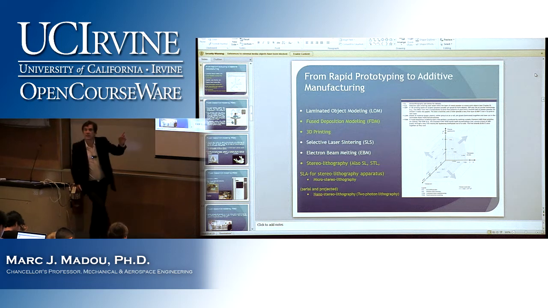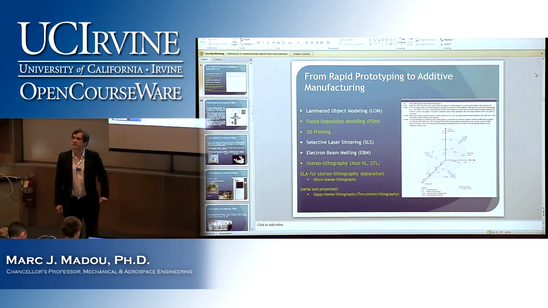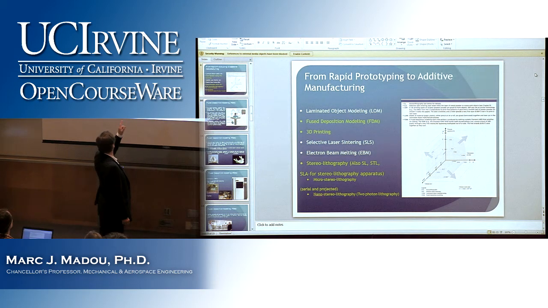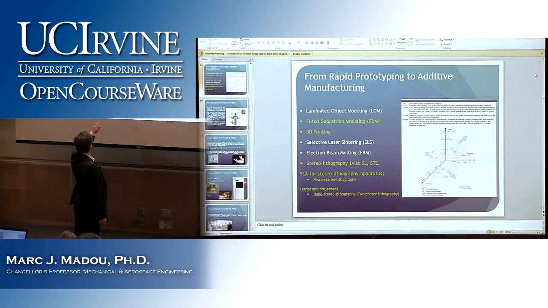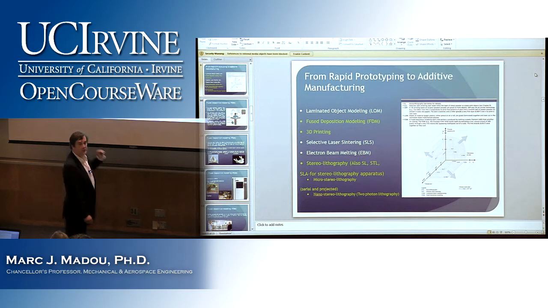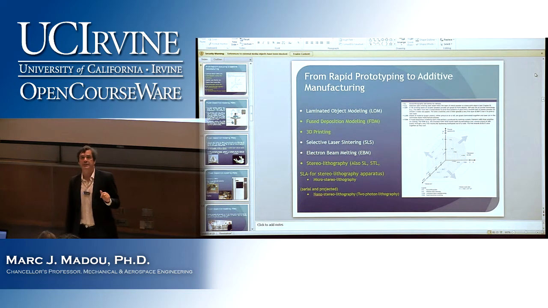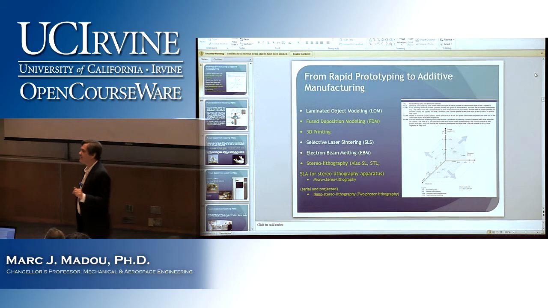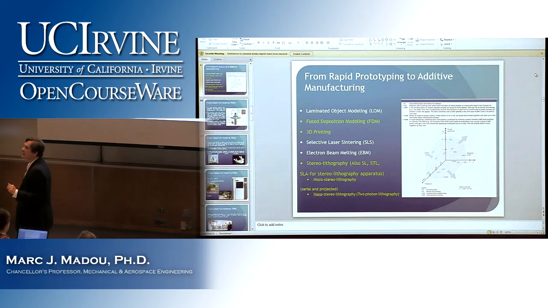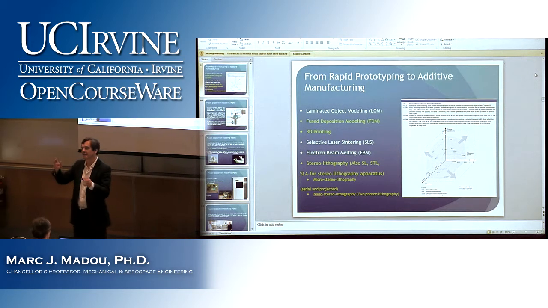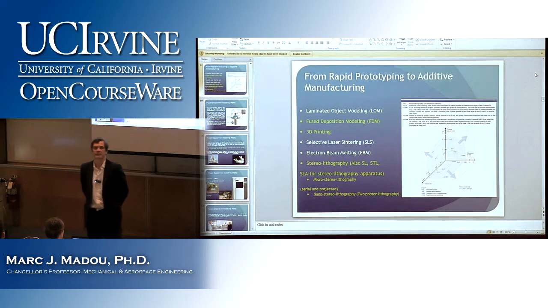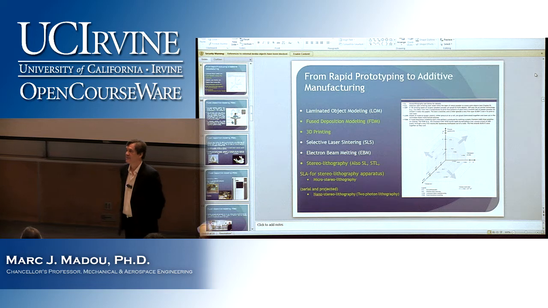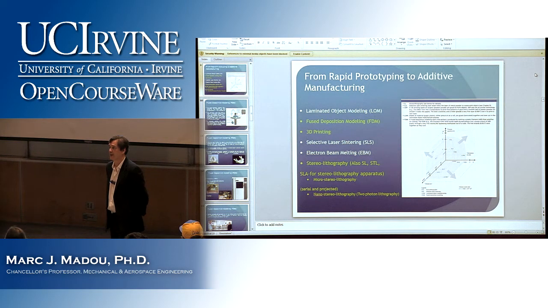Which one of these can achieve the smallest dimensions? If I talk only about FDM, 3D printing, and stereolithography, which one can achieve the smallest dimensions? Stereolithography. Do you remember what trick you could use to make even nano features with a modification of stereolithography? Two-photon lithography, right? Where we literally start making structures below the 1 micron range.